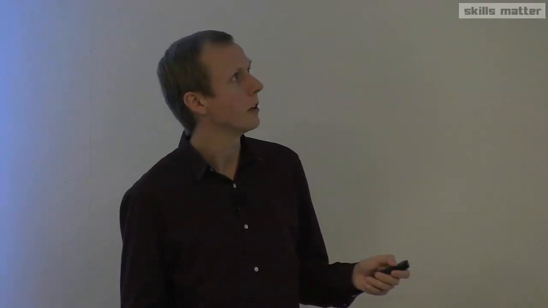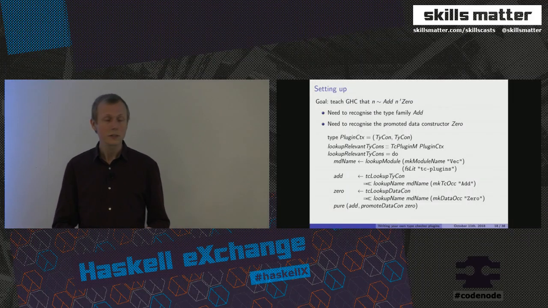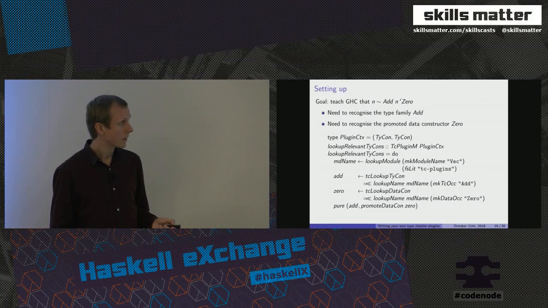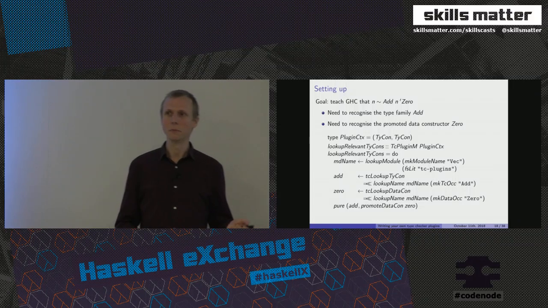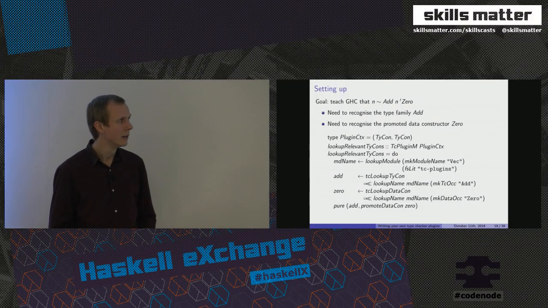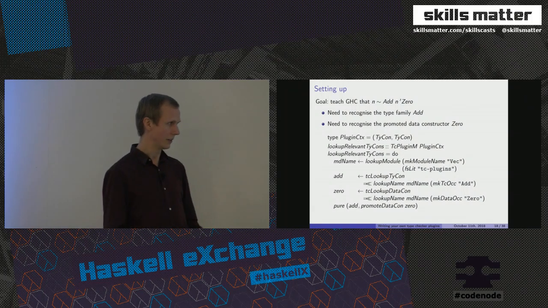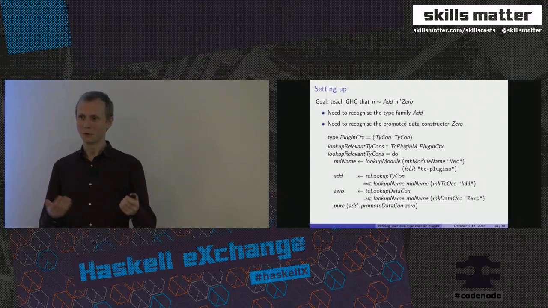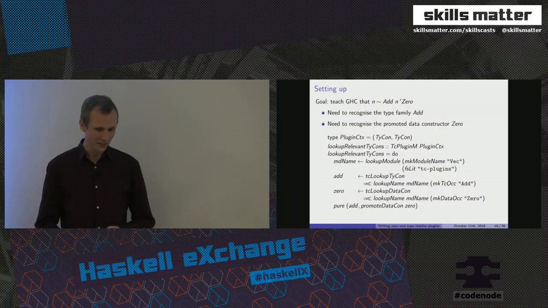So we need to be able to talk about this type family add, and we need to be able to talk about this constructor 0, which is a promoted constructor even. So we're not talking about the value level 0, but really the promoted type level 0 here. That's something you can do with a bit of code like this, where we look up the module name in which these things are defined. It's a bit of bureaucracy, but it's nothing too scary, and you look up a nice blog post by Christian, for example, and then you see how to do this, and it all works, and that's great.